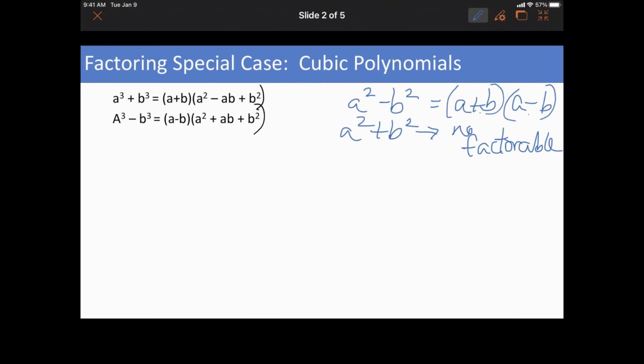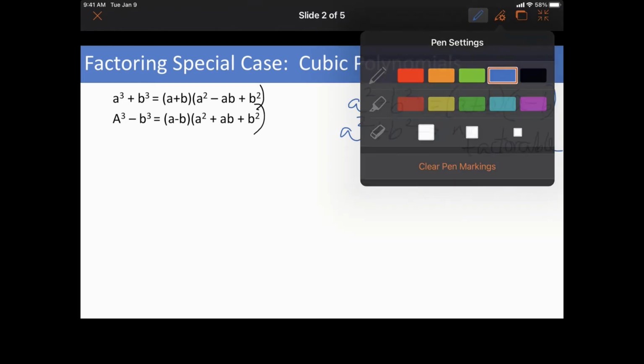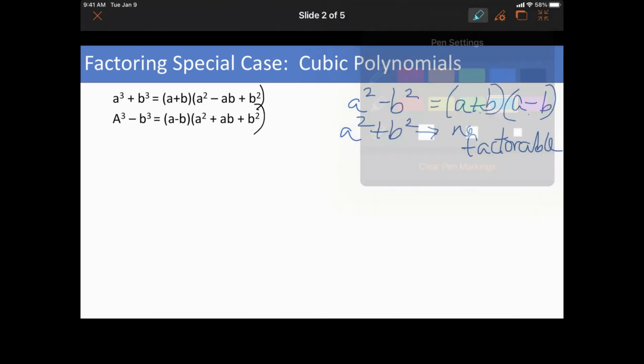Now, cubic, it's to the third power. I just noticed it was lowercase. I'm not sure how it turned uppercase, but it should be a lowercase a. Sorry about that. So it should be that.